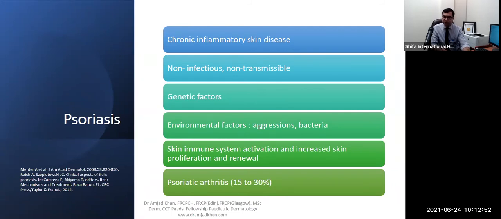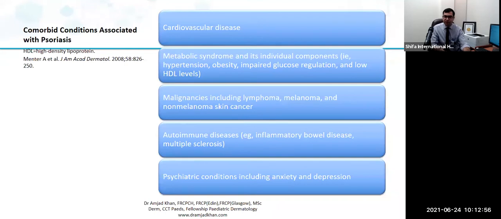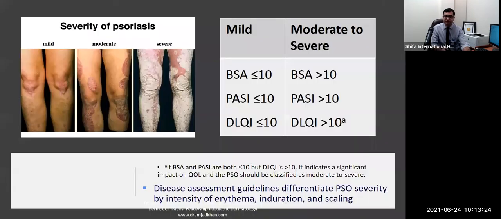Now, arthropathy is usually up to 30% in general cases. Associated with cardiovascular disease, metabolic syndrome, malignancies. So we have to think outside the box here. Inflammatory bowel disease and multiple sclerosis, so many other things. And not to forget about mental health. In patients with chronic skin conditions, mental health is predominantly ignored because of so many things going on, but please do remember that as part of your medical assessment.